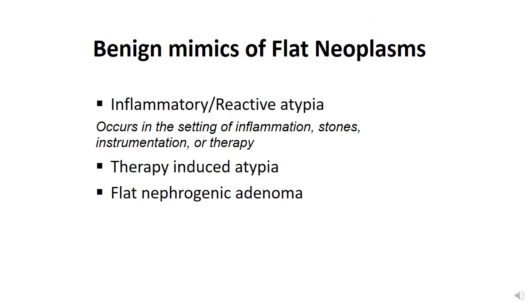So what are the common benign mimics of flat neoplasms? Here are the three: inflammatory reactive atypia. So typically you will have a history or background in the setting of inflammation, impacted stones, instrumentation or previous therapy. Then you can have a clear-cut history of therapy in which you can find a variety of types of cytological processes. And then very rarely nephrogenic adenoma can purely present as a flat process, but it is a very, very unusual pure presentation. So it is unlikely to be commonly encountered as an isolated process.